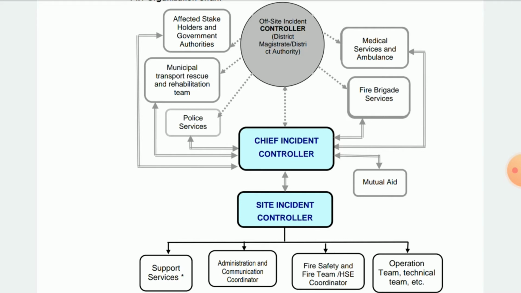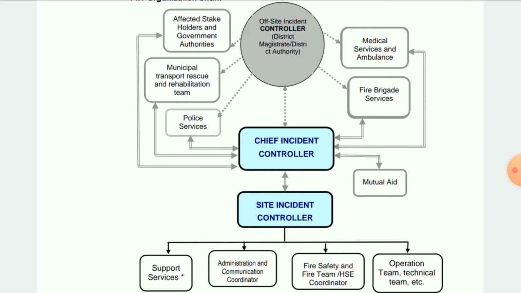As we know, a level 1 emergency can be controlled by the on-site resources and services. The site incident controller is responsible for controlling such an emergency, which involves support services, administration and communication coordinator, fire safety, fire team and HSE coordinator, operational team, technical team, etc.